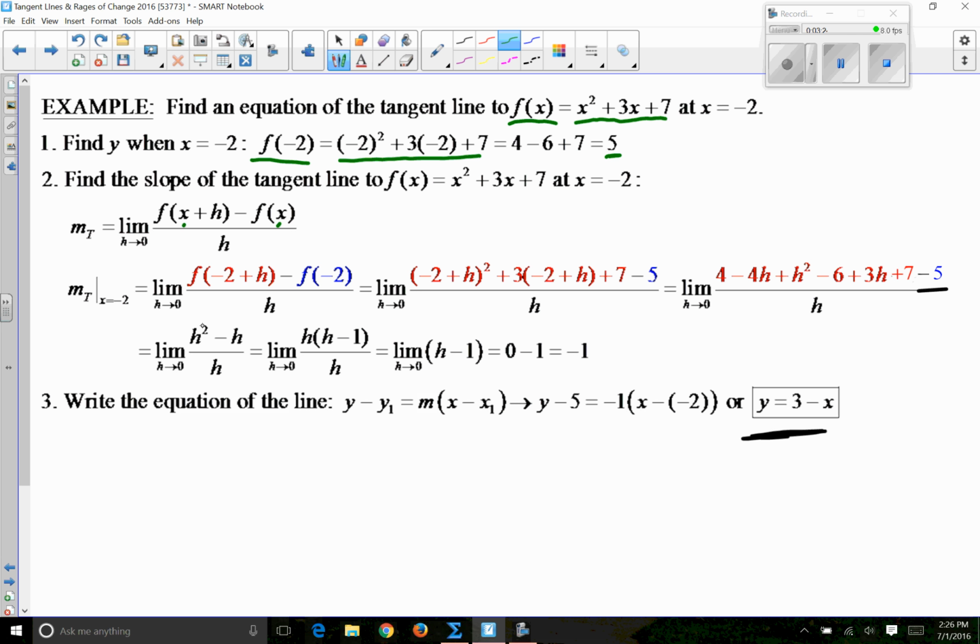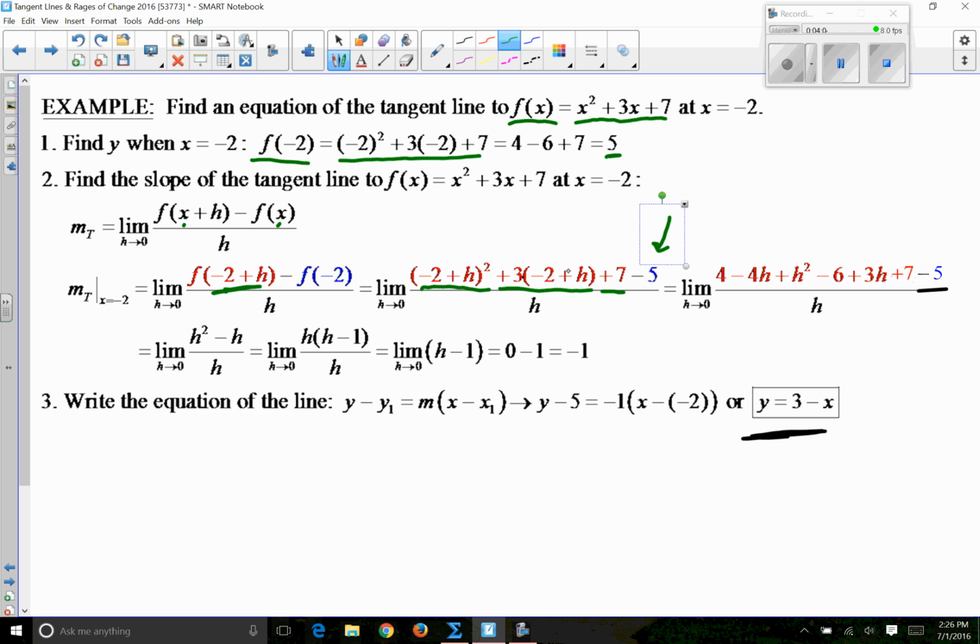The limit as h approaches 0 of f of negative 2 plus h minus f of negative 2 all over h. F of negative 2 plus h is going to be this function with negative 2 plus h in place of x. Instead of x squared, it's negative 2 plus h squared. Instead of 3 times x, it's 3 times negative 2 plus h. But the plus 7 is still there. And then this blue, f of negative 2, is what we figured out in step 1. F of negative 2 is 5. Then we do some algebra.